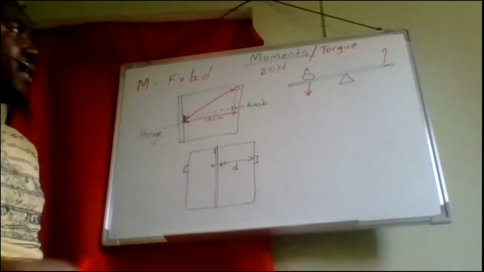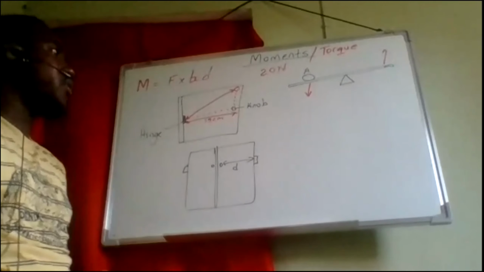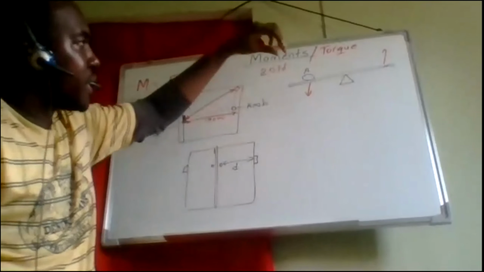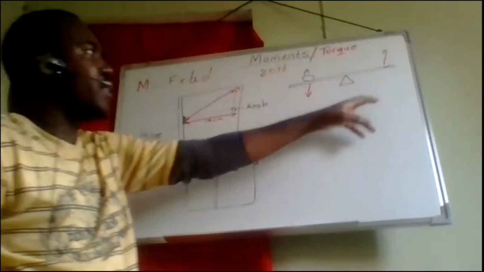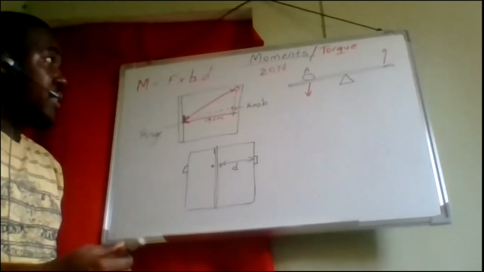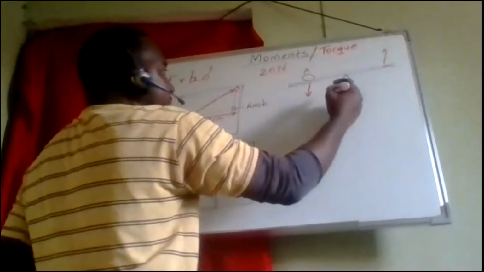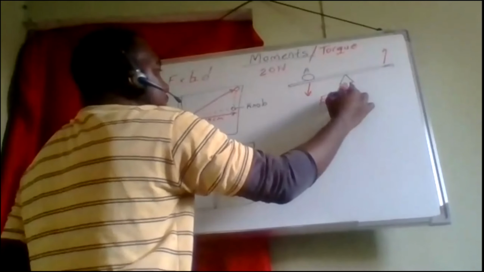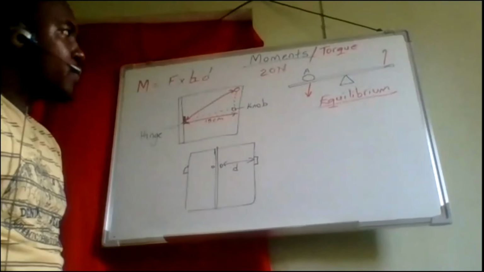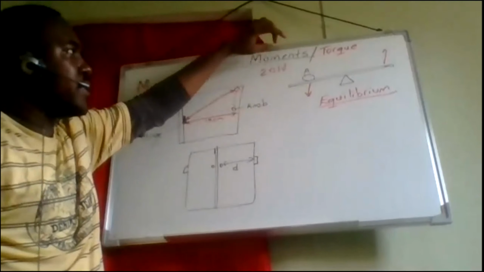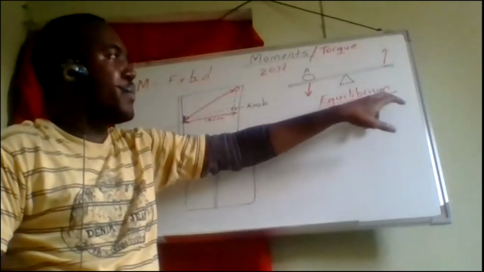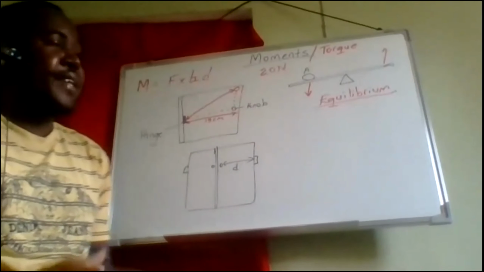Now, with moments, we look at what is known as the conservation of moments, right? Which tells us that if we put an object here, we can also put an object on this side to ensure that there is no movement of the seesaw. And if there is no movement, then the seesaw is in equilibrium. So for an object pivoted at a point to be in equilibrium, a specific criterion has to be met.